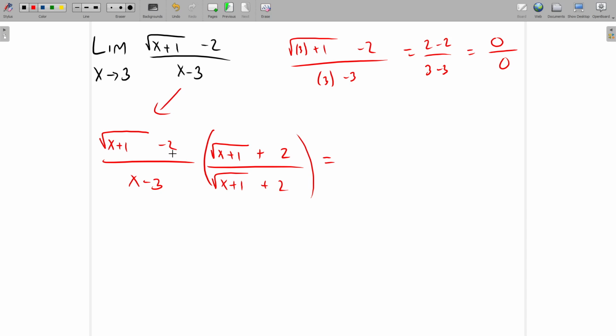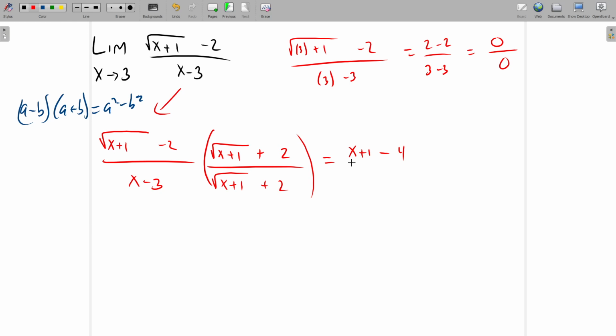Now multiplying conjugates is really nice because we don't need to actually FOIL them out. This is an a minus b times an a plus b. So when we multiply them together, we're going to have the difference of two squares. So I can take my first term, the square root of x plus 1, and just square it, giving x plus 1. And then I can take my second term, 2, and square that. And then we're going to have a minus, because a minus b times a plus b is equal to a squared minus b squared.